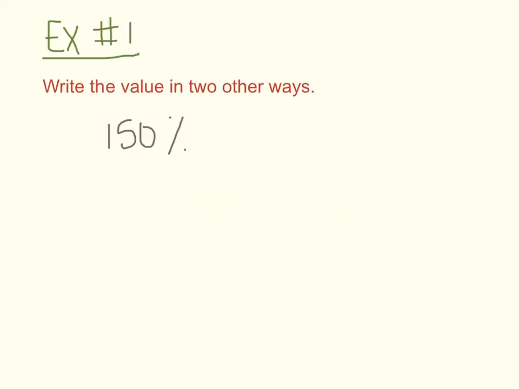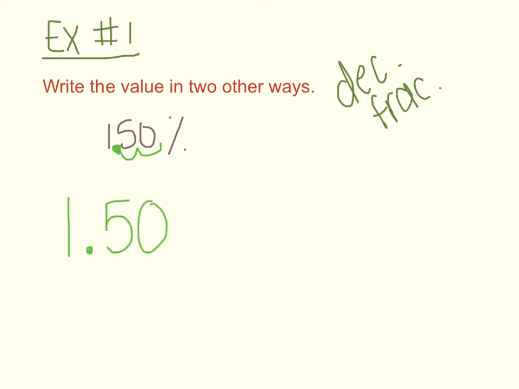Example number 1, write the value in two other ways. That means we have a percent, so we're going to be writing it as a decimal and a fraction. If we change this to a decimal, we start at the end and we move 2 places to the left. So our decimal is 1 and 50/100ths. Or you could drop that 0 off the end and make it 1 and 5/10ths. It would be the same thing.